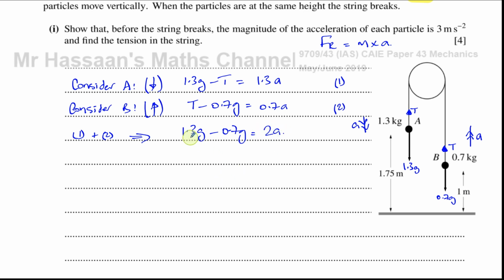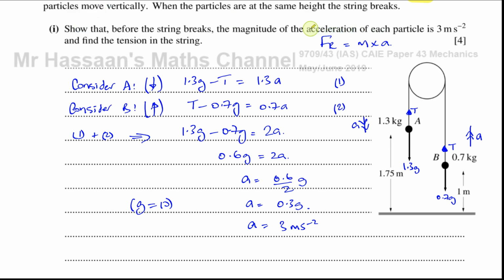So that's going to give you 1.3 minus 0.7, which gives you 0.6g equals 2a. So a is going to be 0.6 over 2 g, so that's going to be 0.3g. And as we take g as 10 in Cambridge, this is going to be 3 meters per second squared. So there's the answer to the first part of this question.